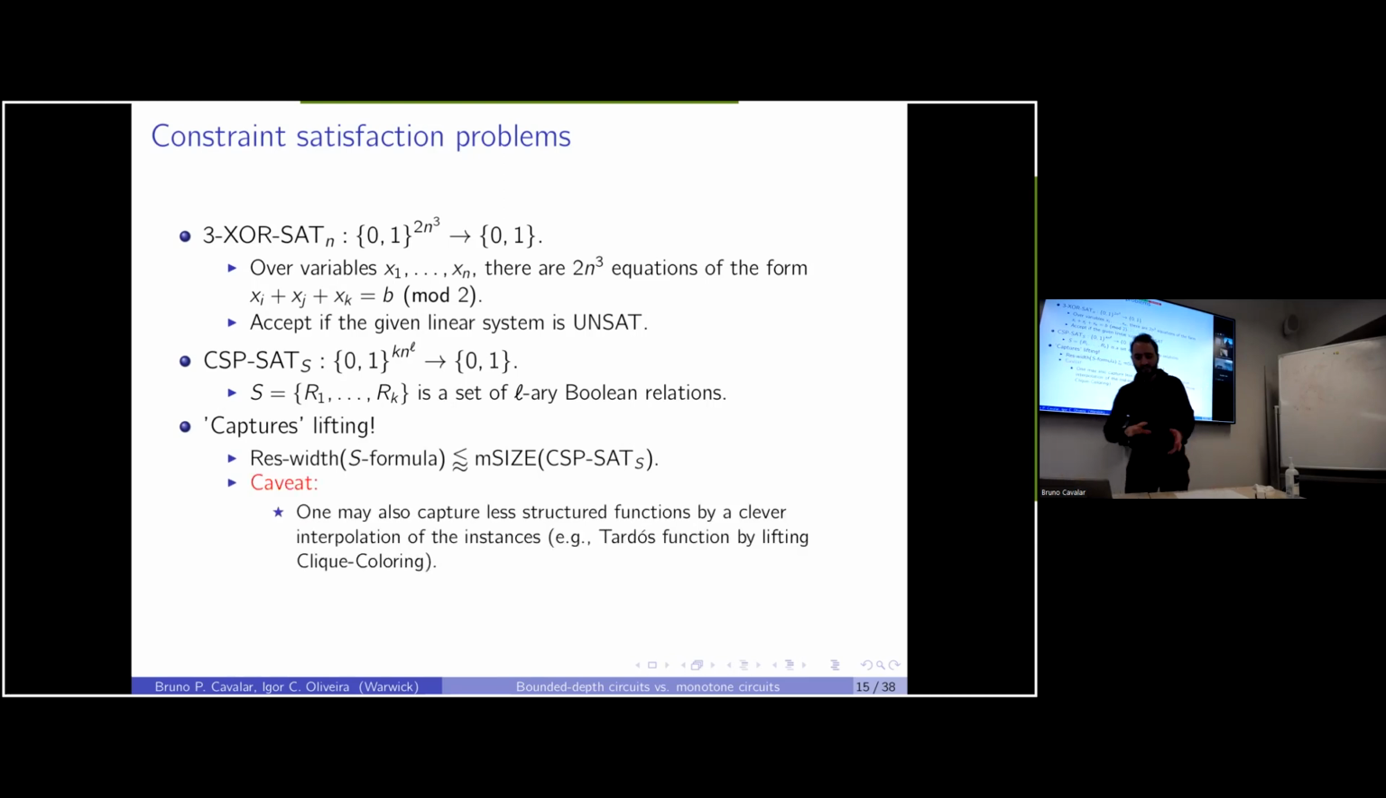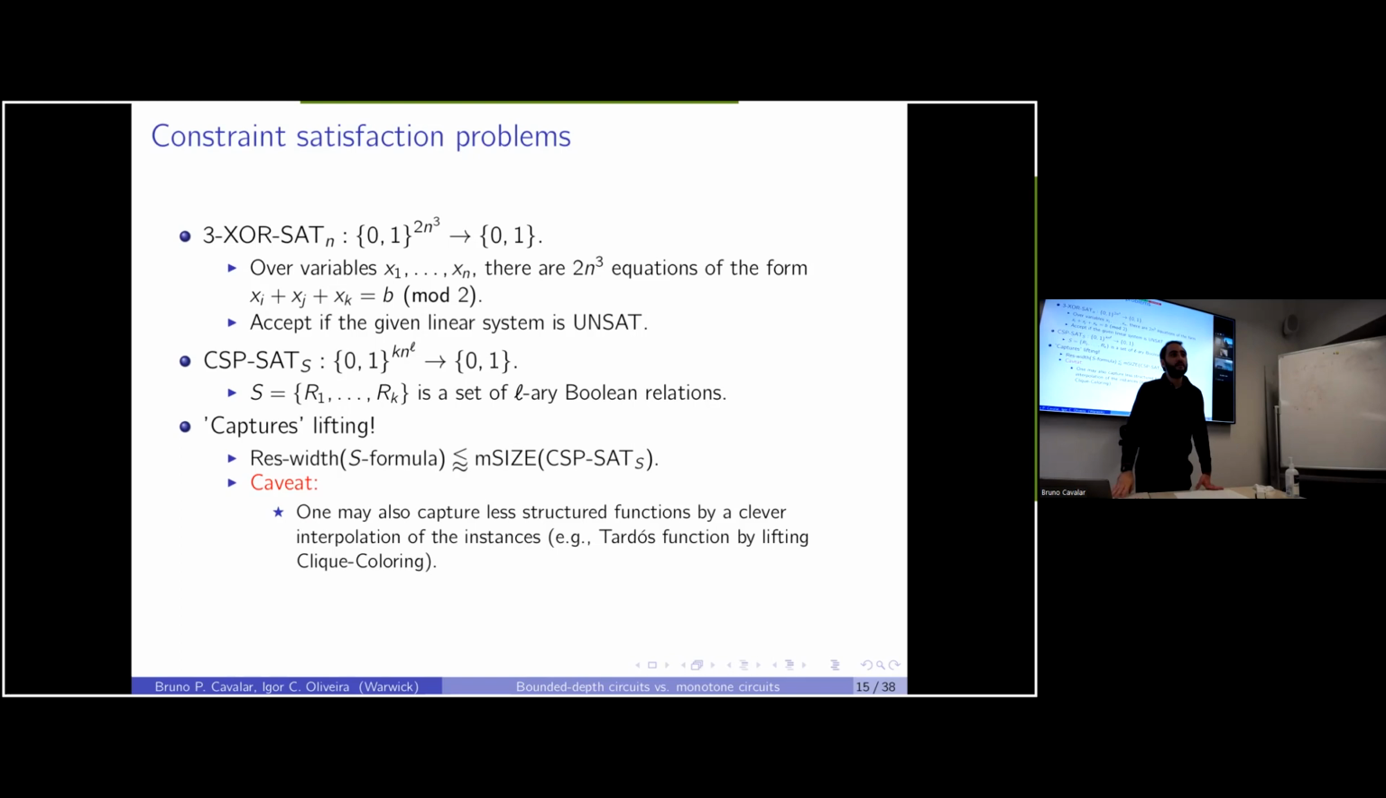The only caveat is that it's also possible to capture less structured functions, which are not CSP functions, by some clever interpolation of the instances. So, for instance, that separation of Tardos can be obtained via liftings of clique coloring, right? And the clique coloring formula, if you just did a CSP thing, you would obtain an NP-complete problem.